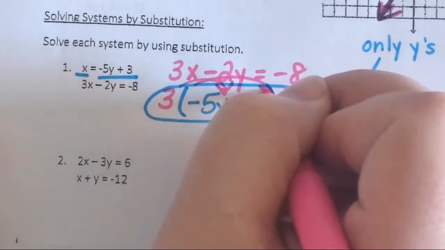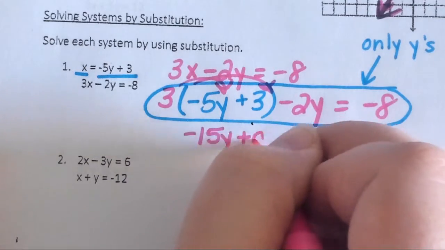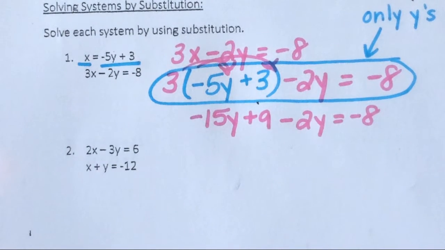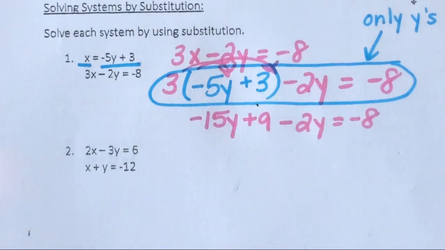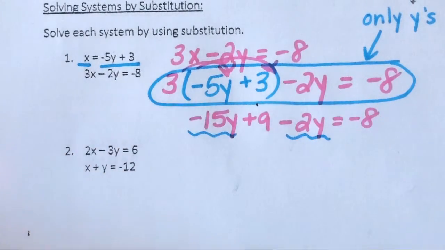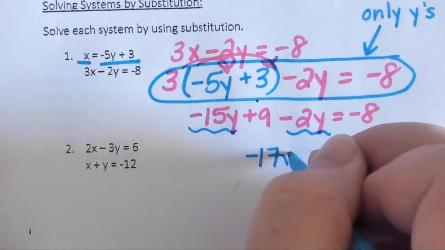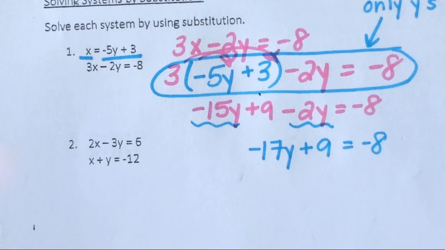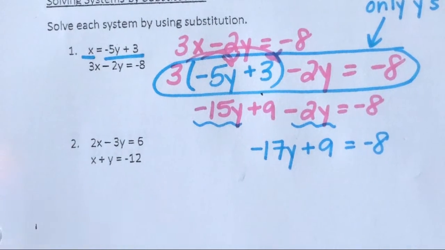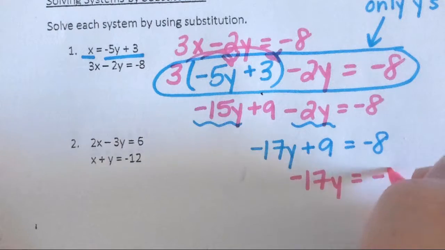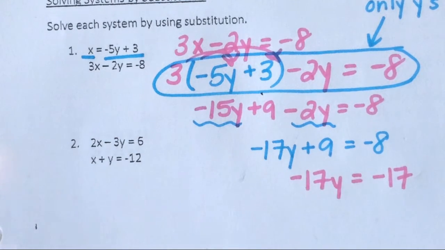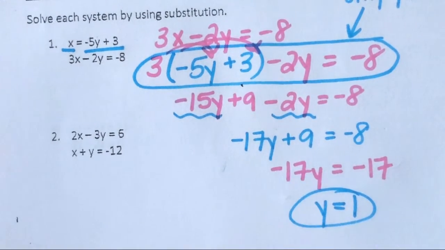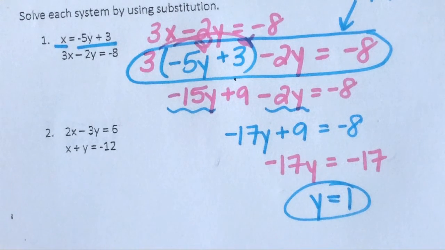So if we distribute 3, we have negative 15y plus 9 minus 2y equals negative 8. If we combine like terms, negative 15, negative 2, we get negative 17y plus 9 equals negative 8. If we subtract 9 from both sides, we get negative 17y equals negative 17. And then at the very end, we have y equals what number? Just positive 1, because negative 17 divided by negative 17 ends up being positive 1. If you need to write more steps, you can.